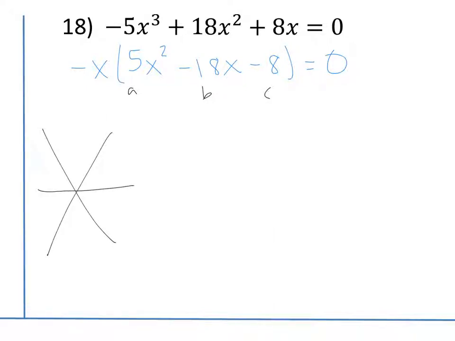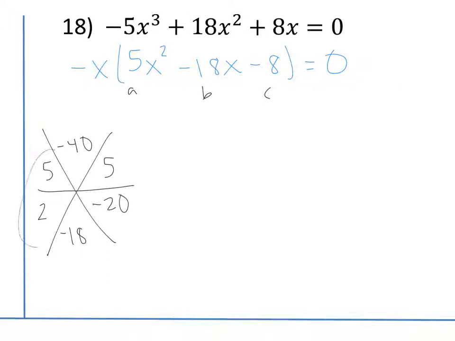And then on the top goes AC. 5 and 5 I'll put on the sides. And 5 times negative 8 is negative 40. B on the bottom is negative 18. So you ask yourself, what are factors of negative 40 that when added together give you negative 18? They are 2 and negative 20.